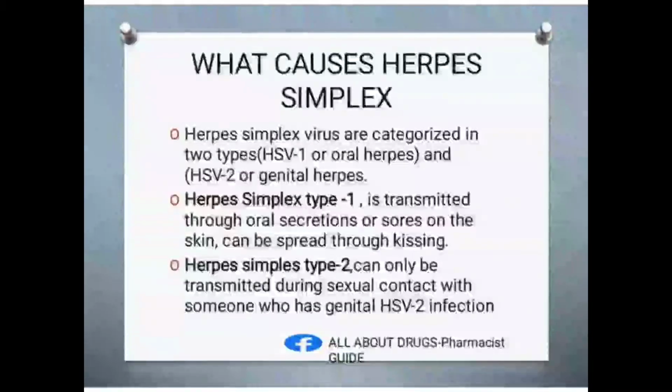What causes herpes simplex? Herpes simplex viruses are categorized into two types: HSV1, or oral herpes, and HSV2, or genital herpes. Herpes simplex type 1 is transmitted through oral secretions or sores on the skin, and it can be spread through kissing. Herpes simplex type 2 can only be transmitted during sexual contact with someone who has genital HSV2 infection.